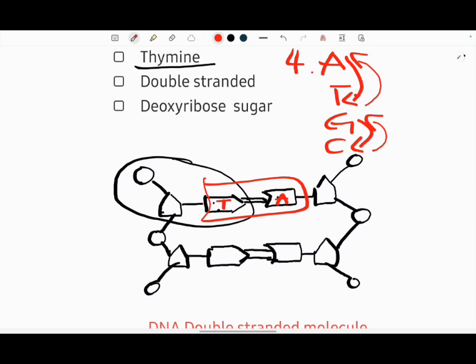I'm probably saying these names wrong, guys, but you guys get the gist. Okay, so this here is thymine and adenine. These two here are thymine and adenine. So we know that in DNA, thymine exists. Thymine is in DNA, right?